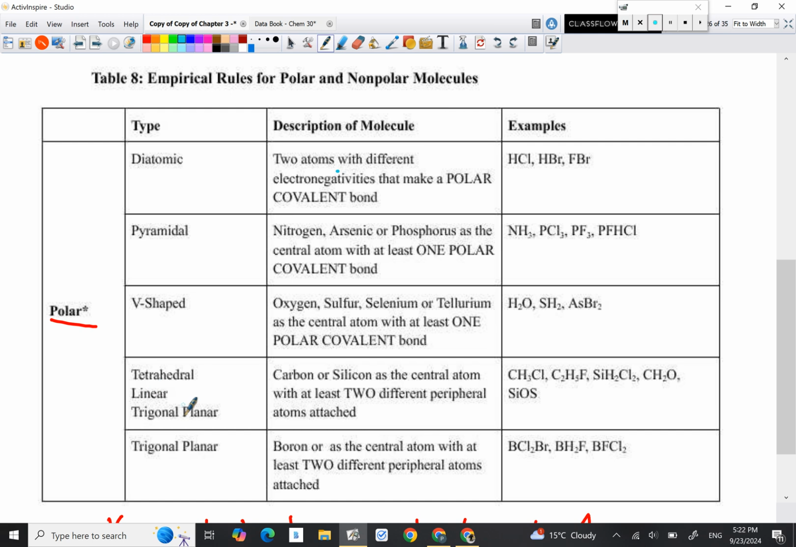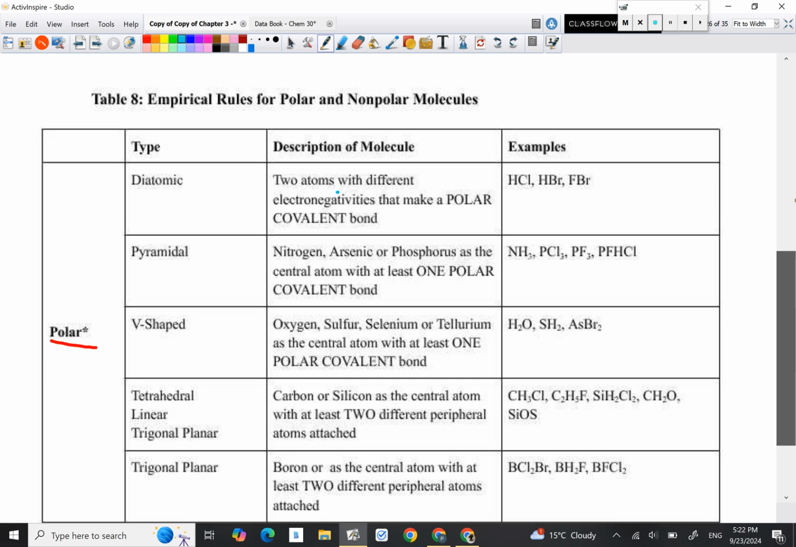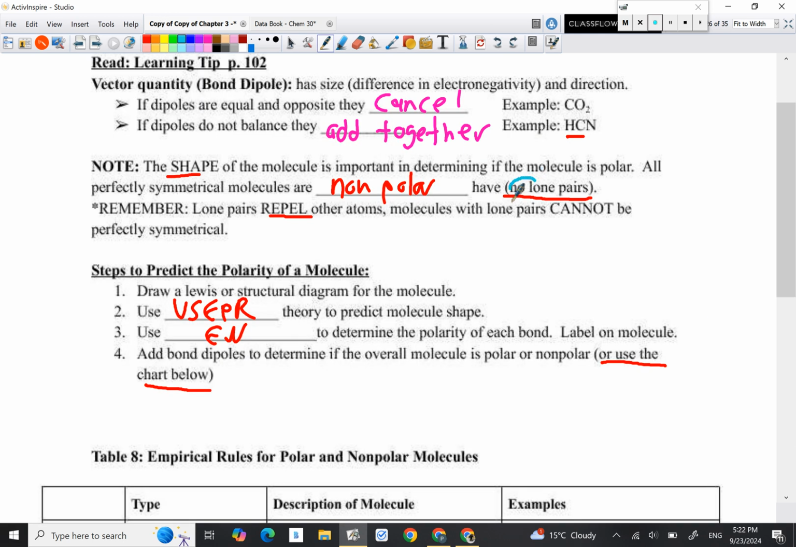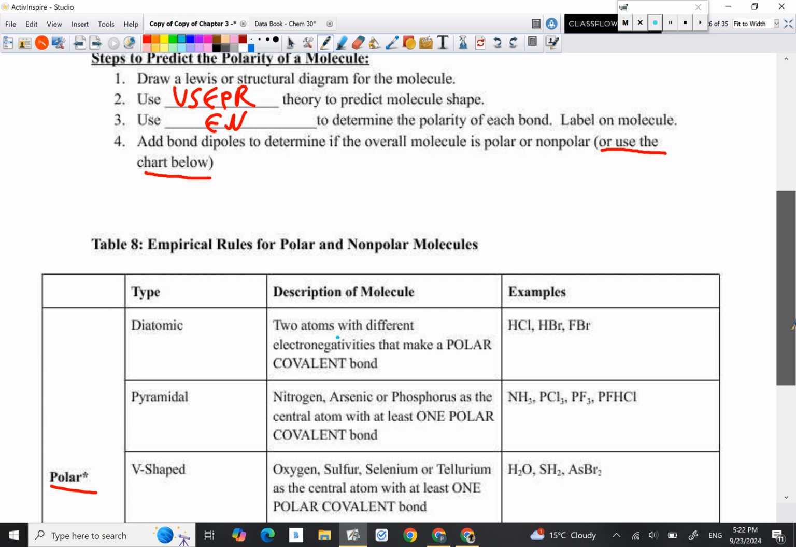Now, tetrahedral, linear, and trigonal planar. We will notice that three of these shapes are together, and the reason for that is because carbon can form all three of these shapes. And carbon does not have a lone pair. So once again, when we go back to this symmetrical thing, if it has no lone pairs, it's going to be symmetrical. So that's why carbon's in here.